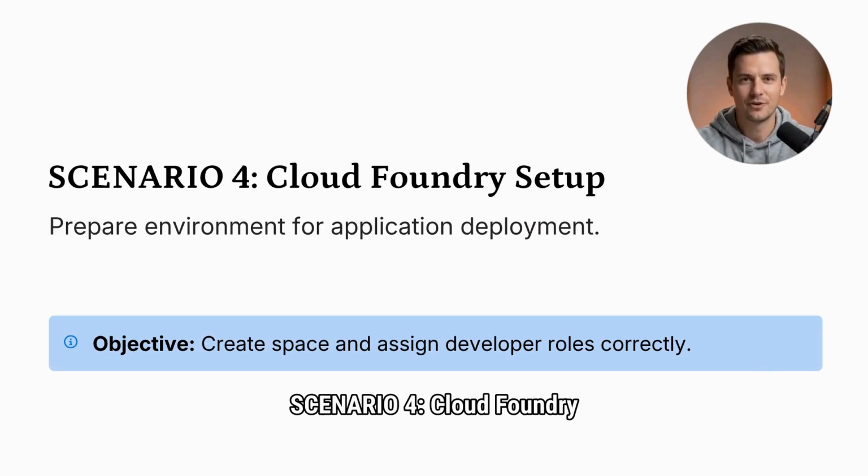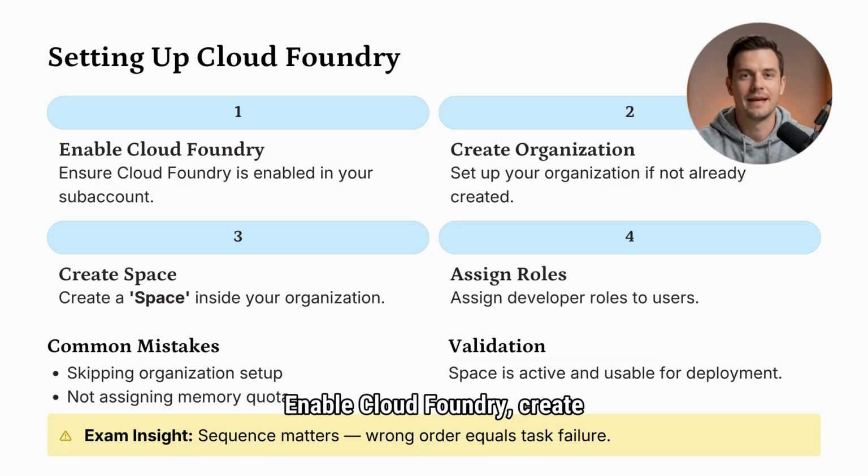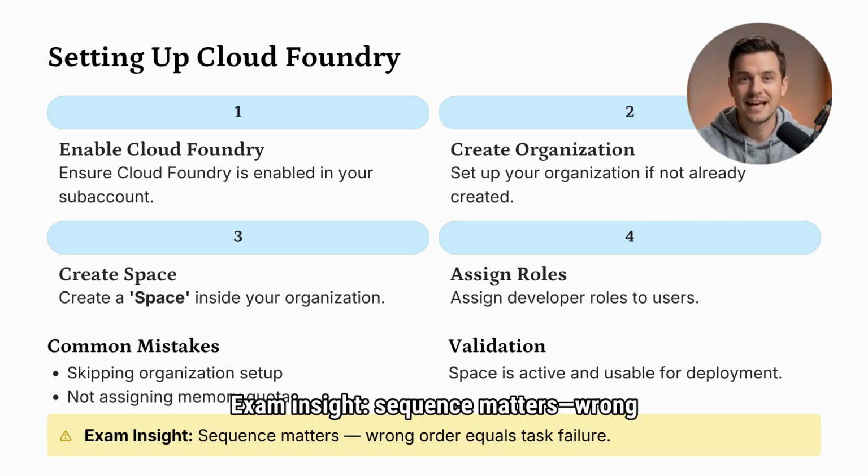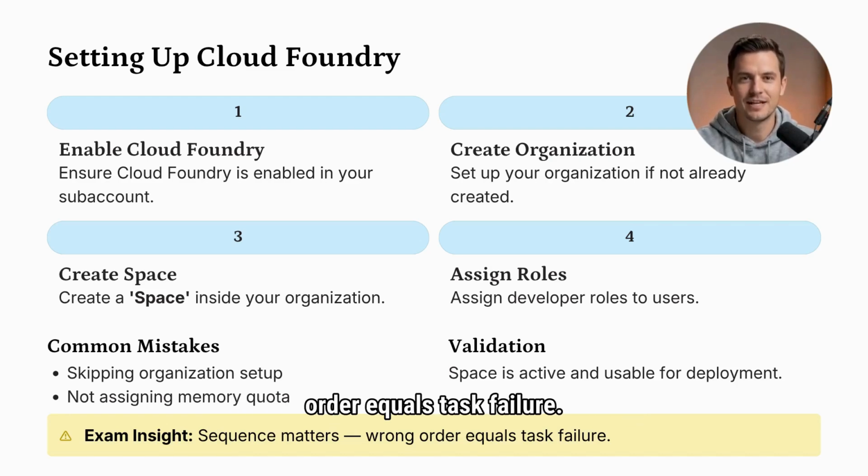Scenario 4. Cloud Foundry Setup. Prepare environment for app deployment. Objective: create space and assign roles. Enable Cloud Foundry. Create a space inside your org and assign developer roles. Common mistakes include skipping org setup and not assigning a memory quota. For validation, ensure the space is active and usable. Exam Insight: sequence matters. Wrong order equals task failure.